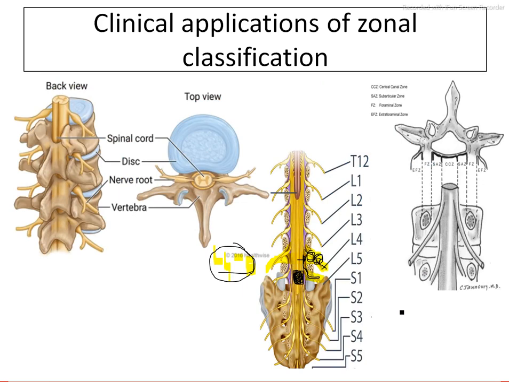So we have already talked about this. When there is central disc herniation, there can be central compression, cauda equina syndrome, or here also it can be. But if it is paracentral, then traversing nerve root. But if it is foraminal and extraforaminal, then exiting nerve root. This thing needs to be kept in mind.